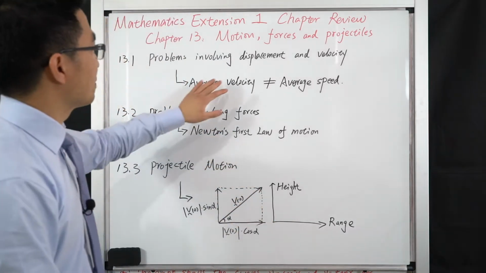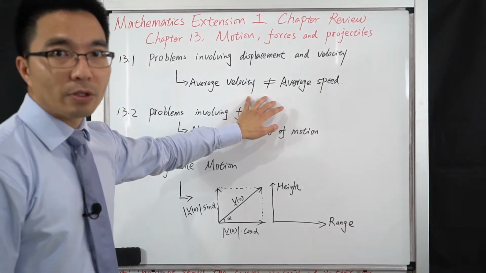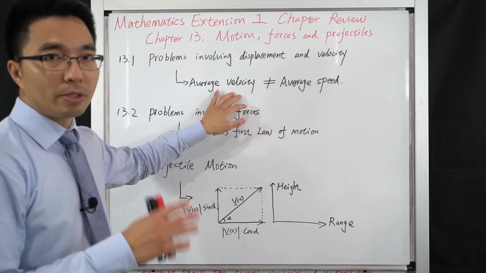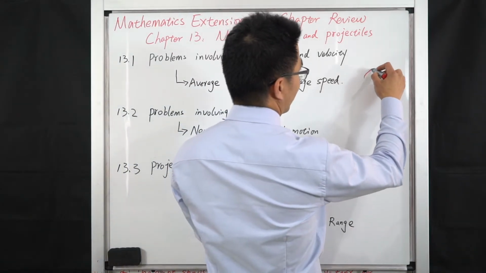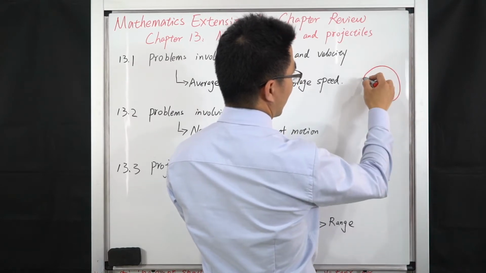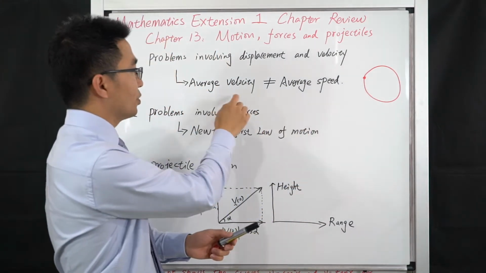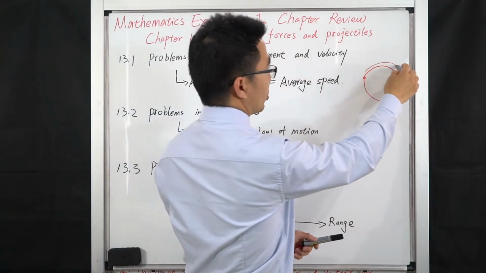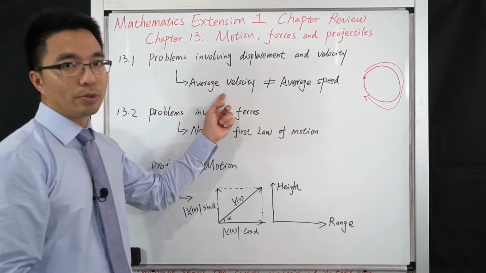Okay, the first part is about displacement and velocity. One thing we have to keep in mind is that the average velocity doesn't equal the average speed, because the velocity only considers the position of the object. If the object travels one circle around, it goes back to the starting point, right? So the displacement of the object doesn't change, which means the average velocity is 0, but the speed would consider the path the object travels. So we can have the average speed, but we can't have the average velocity.